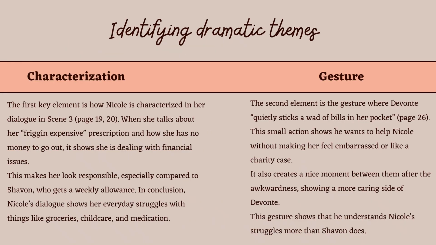Identifying dramatic elements. The two dramatic elements identified in this scene would be characterization and gesture. The first key element is how Nicole is characterized in her dialogue in Scene 3, when she talks about the expensive prescription for her child Zakaya for his ear infection, and the fact that she has no money to go out. She shows that she's dealing with financial issues. This makes her look responsible, especially compared to Siobhan, who gets weekly allowances. In conclusion, Nicole's dialogue shows her everyday struggle with things like groceries, healthcare, and medication.